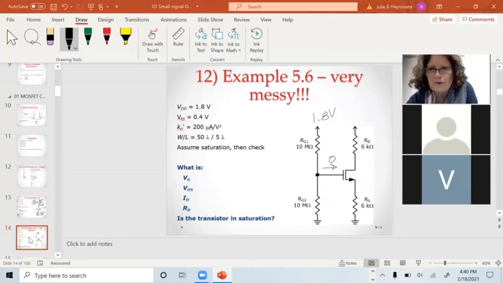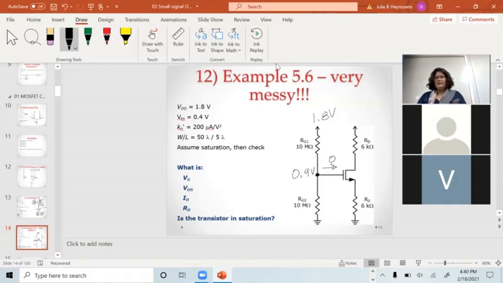RG1 equals RG2. So the voltage we're expecting to see here is 0.9 volts. Now here's the conundrum. I don't know what ID is. The only way I know how to get ID at this point is to find VGS. I know VG, but I don't know VS unless I know ID. So I've got a system of two equations and two unknowns.